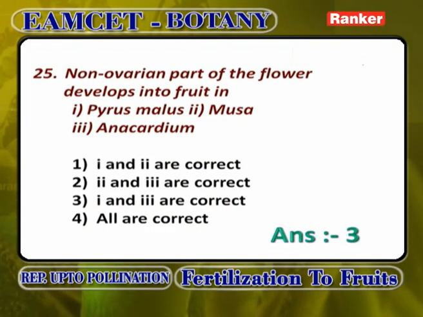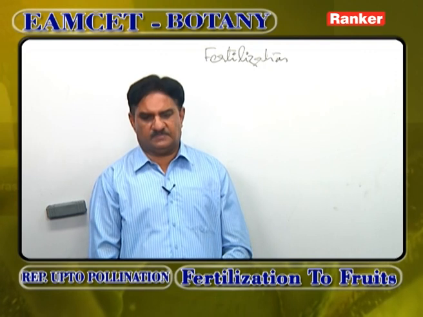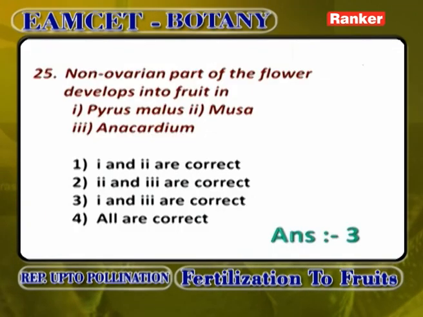Next, non-ovarian part of flower develops into a fruit. Non-ovarian part developing into a fruit means false fruit. If any part of the flower except the ovary develops into a fruit, it is called false fruit. Non-ovarian part in Pyrus malus, apple, the thalamus is edible, and in Anacardium, the pedicel is edible. So answer is 1 and 3. Which of the following plants has false fruits? Musa is a true fruit. Musa is a berry where mesocarp and endocarp are edible. So answer is Pyrus malus and Anacardium. Answer is 3.